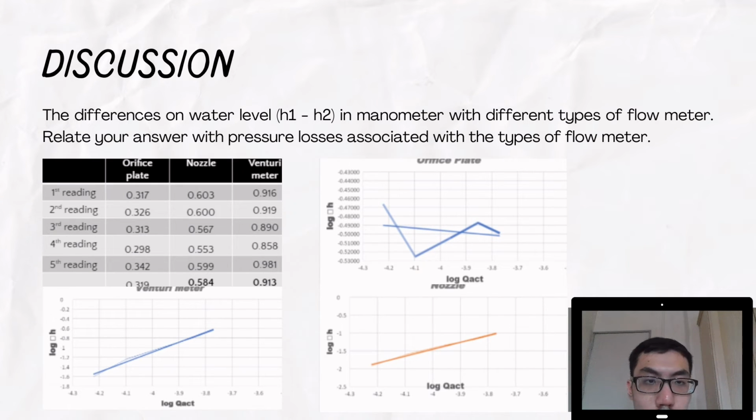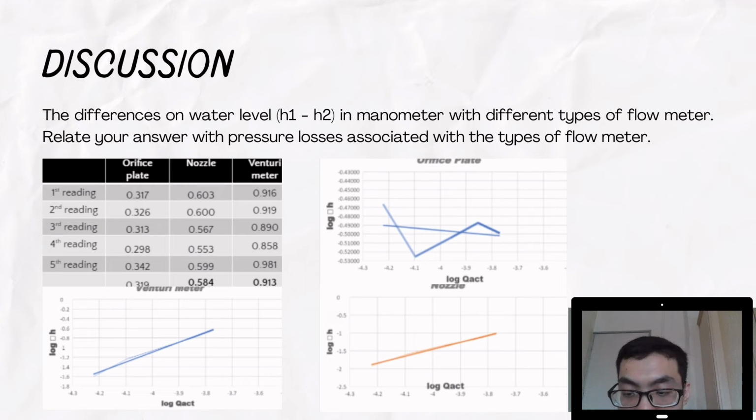The first topic is about the difference in discharge coefficient value of each of the flow meters and the ranking of flow meters according to accuracy. To explain this problem, we decided to calculate the coefficient of discharge, which is the CD, for each meter. We also plotted the graph using log flow rate actual and log height difference. Based on the data, the CD of orifice plate is 0.319, nozzle is 0.584, and venturimeter is 0.913.